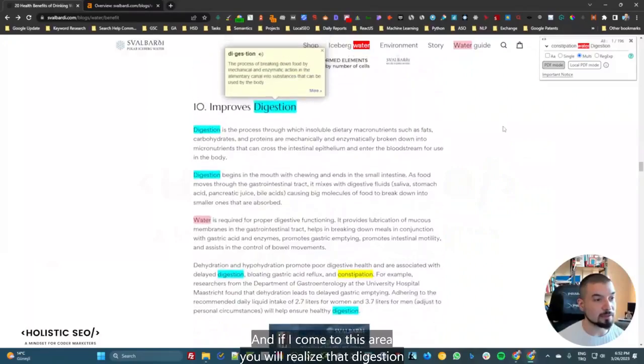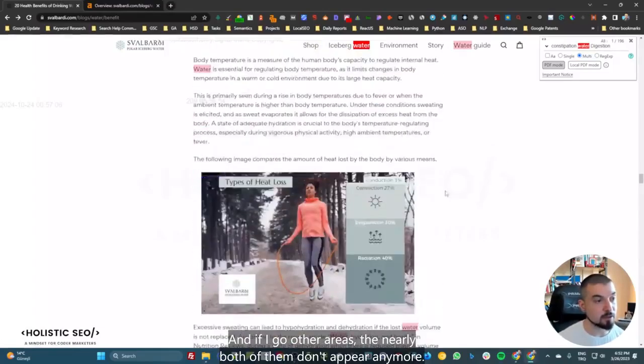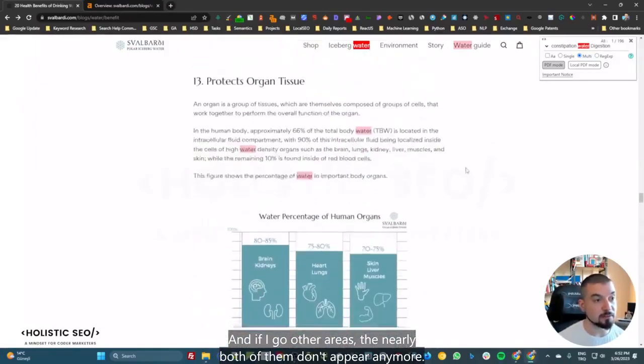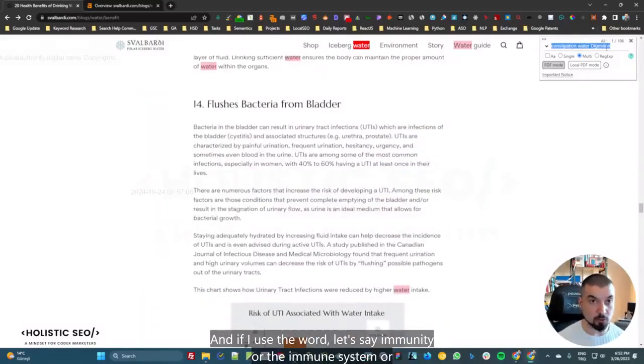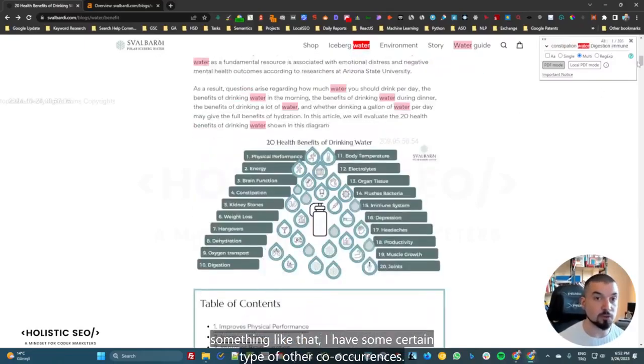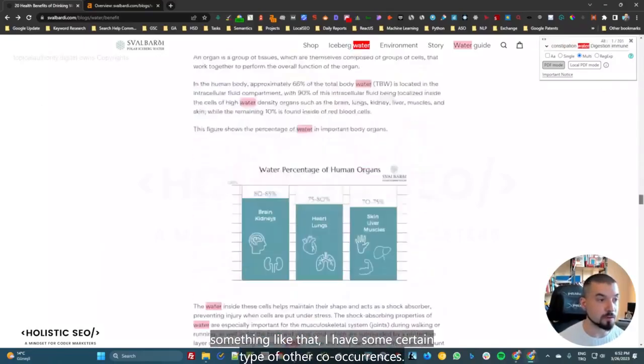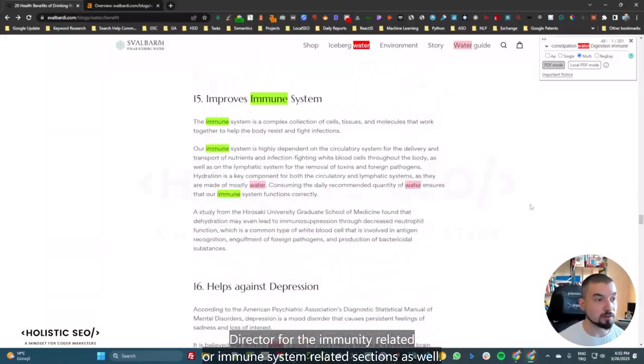And if I come to this area, you will realize that digestion actually appears more than constipation directly in this section. And if I go to other areas, nearly both of them don't appear anymore. And if I use the word, let's say, immunity or the immune system, I have certain other co-occurrences directly for the immunity-related or immune system-related sections as well.